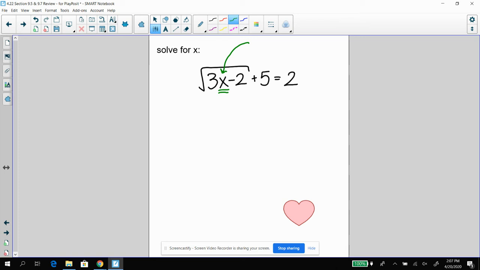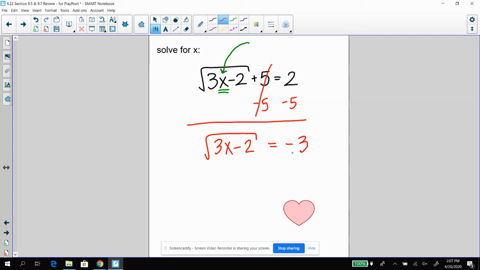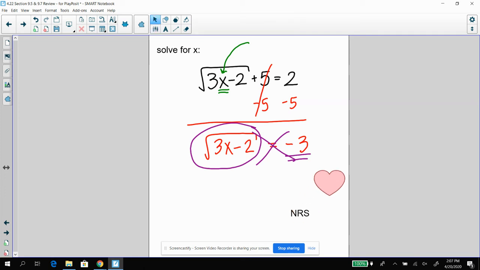All right, hopefully you didn't get too far, because the first thing you did was subtract 5 from both sides, which remember is physically the furthest thing away from x. If you subtract 5 from both sides, you're left with this. Square root of 3x minus 2 equals -3. How can you ever have the square root of something equaling a negative? You can't. So this answer would be NRS.